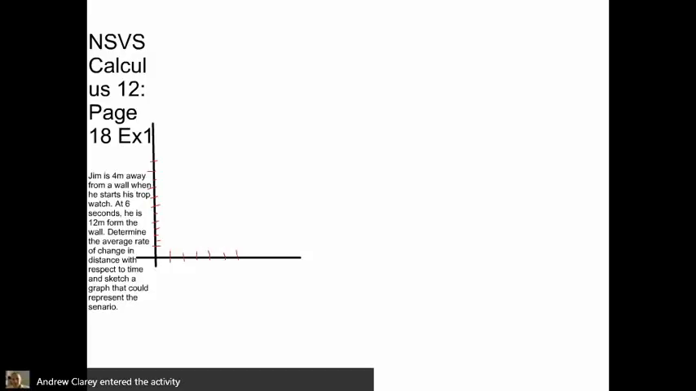Example 1 on page 18 asks us to find the average rate of change that examines displacement or distance versus time. So the distance is going to go on our y-axis, and that's measured in meters. And versus time, so time is going to go on our x-axis, and that's measured in seconds. The question then goes on to tell us that at time 0, Jim is at 4 meters.